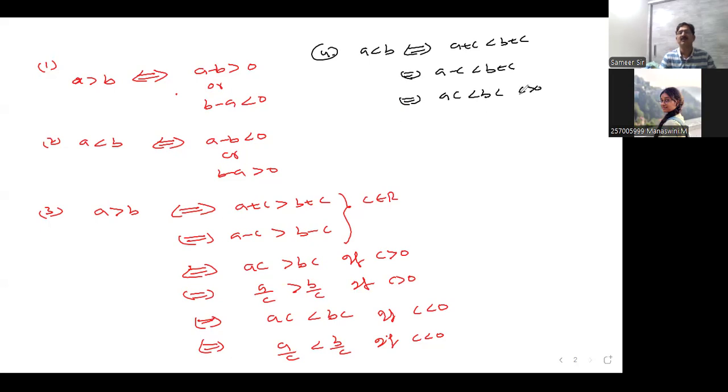Next, AC is less than BC. What is that? C is positive, and A by C is less than B by C, with C positive, no doubt. And this is if and only if, I'm writing.